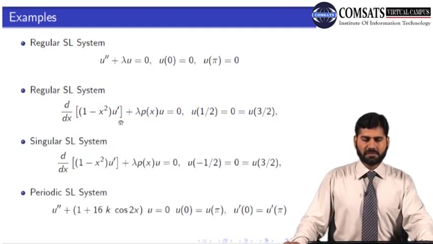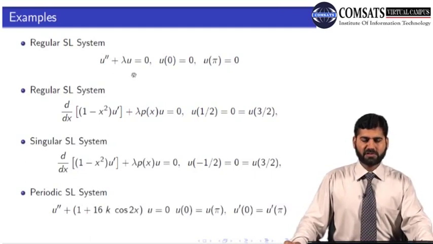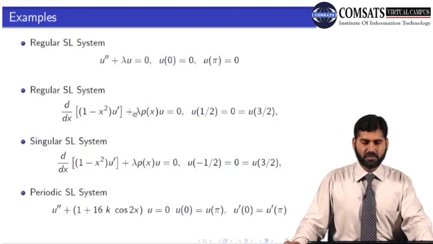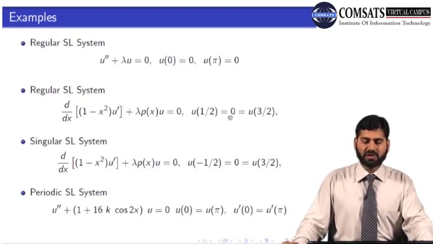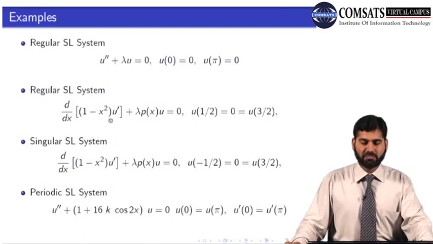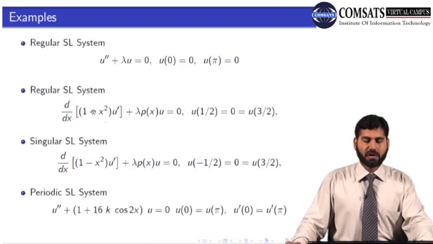All right, so let's see some examples of regular Sturm-Liouville systems. This is the regular one because r(x) is 1, never vanishing in the interval. This is an example of a regular SL system, with u(1 by 2) equal to 0 and u(3 by 2) equal to 0. Your interval is from 1 by 2 to 3 by 2, and this should be 1 plus x square here, or the interval should be from negative 1 by 2 to 1 by 2. At 1, if it is vanishing, it's not a regular system.